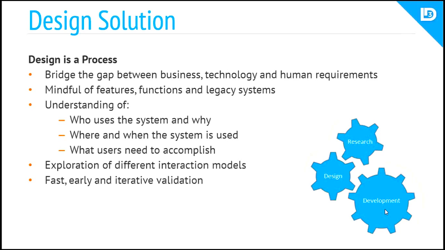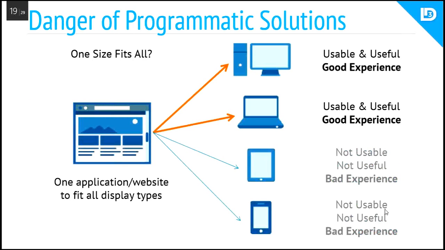Design also allows different interaction models to be explored. What may be a very useful drop-down menu on a website may be very inefficient for someone who's looking to make a very quick choice on a phone because they simply don't have the luxury of time that I might have sitting at my desk. So things like this. It also allows fast, early, and iterative validation. In the big world of software development, user research and design is cheap and quick.